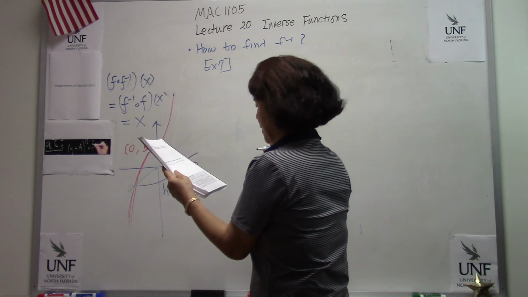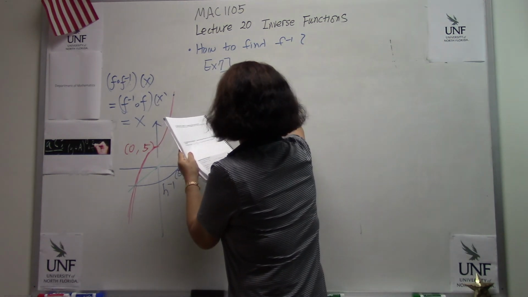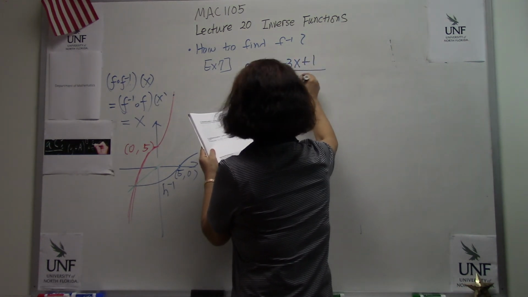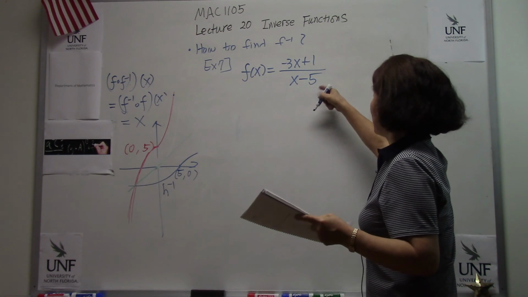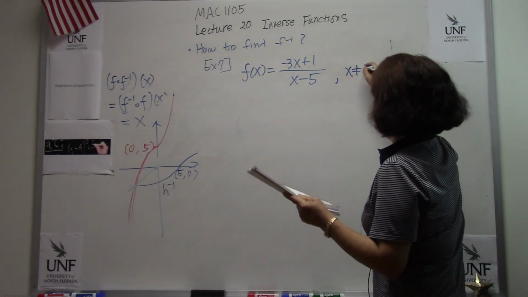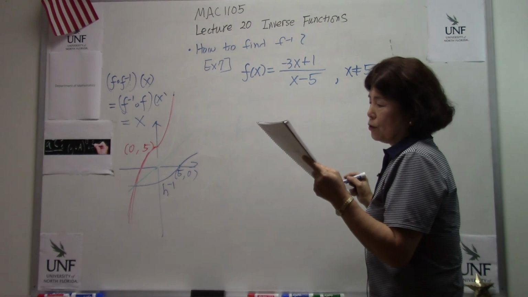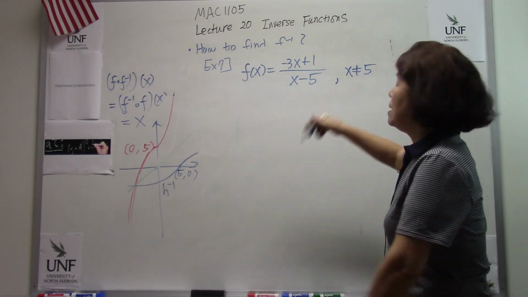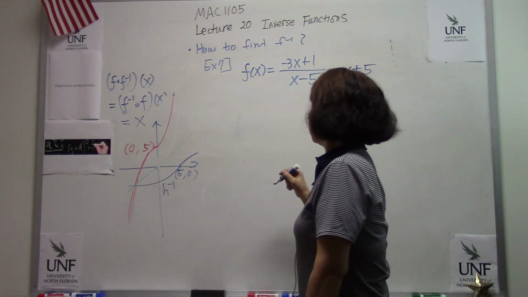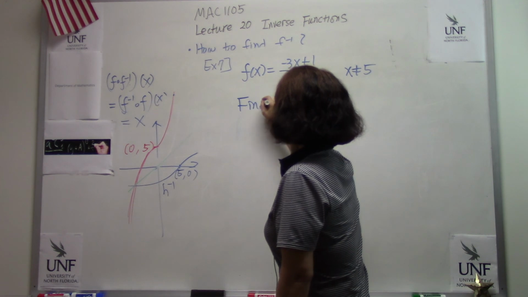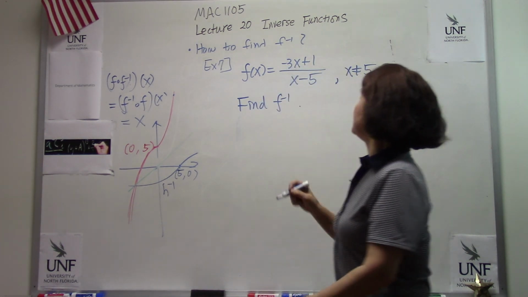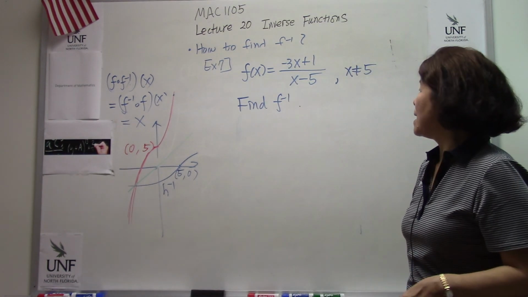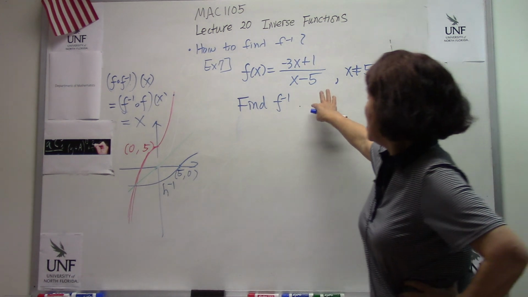Example 7 over here, you have f of x equals negative 3x plus 1 over x minus 5. Of course, the denominator cannot be 0, so x cannot be 5 over here. It is 1 to 1, find its inverse. It already says this is 1 to 1, so find f inverse. This is about as complicated as it gets, okay?